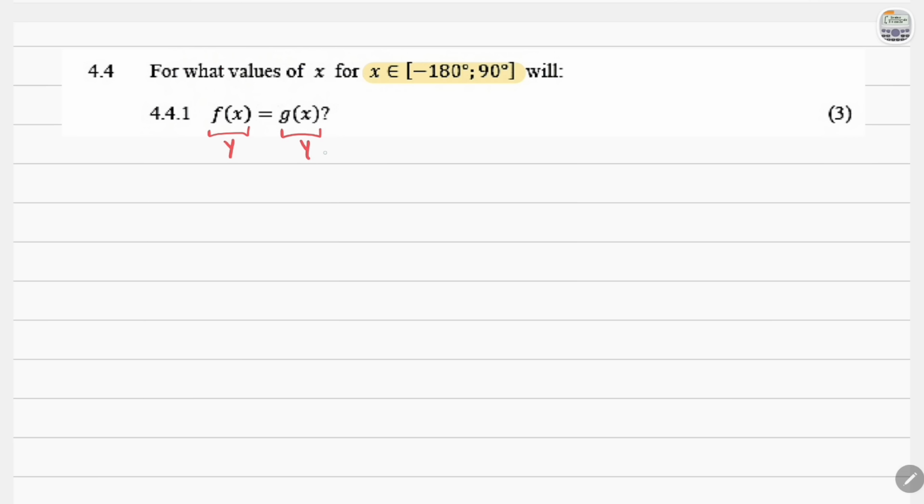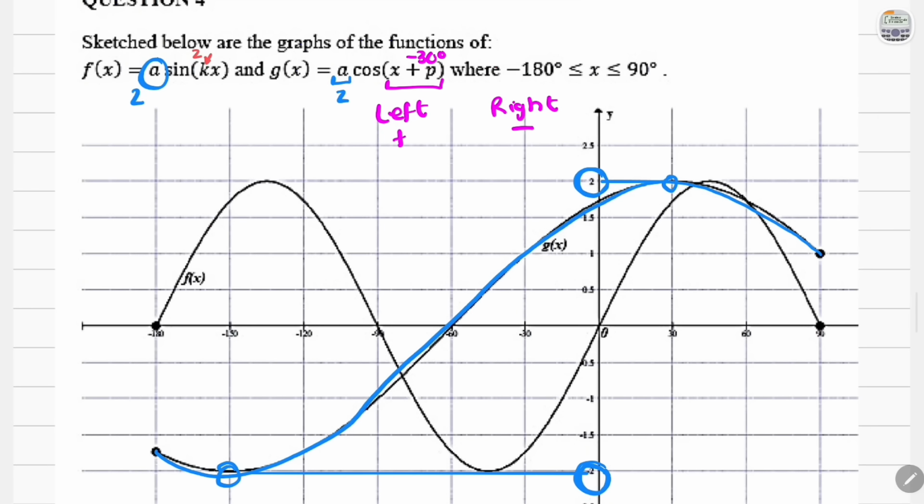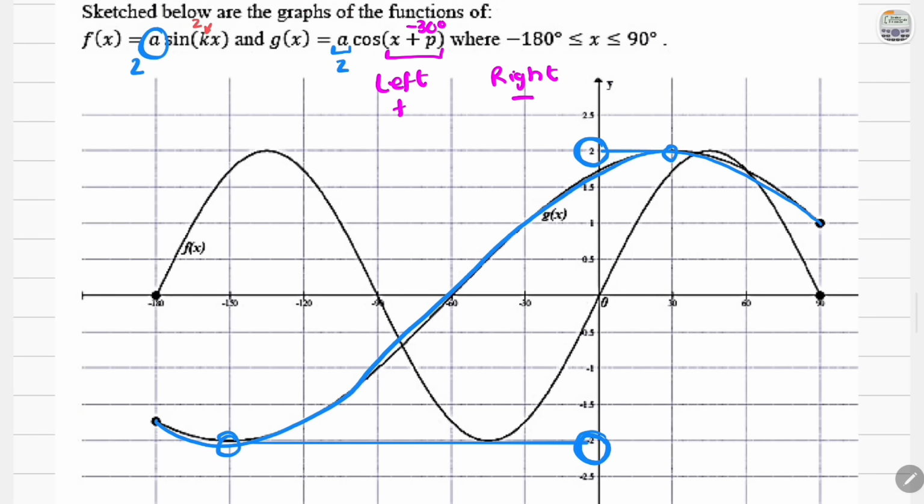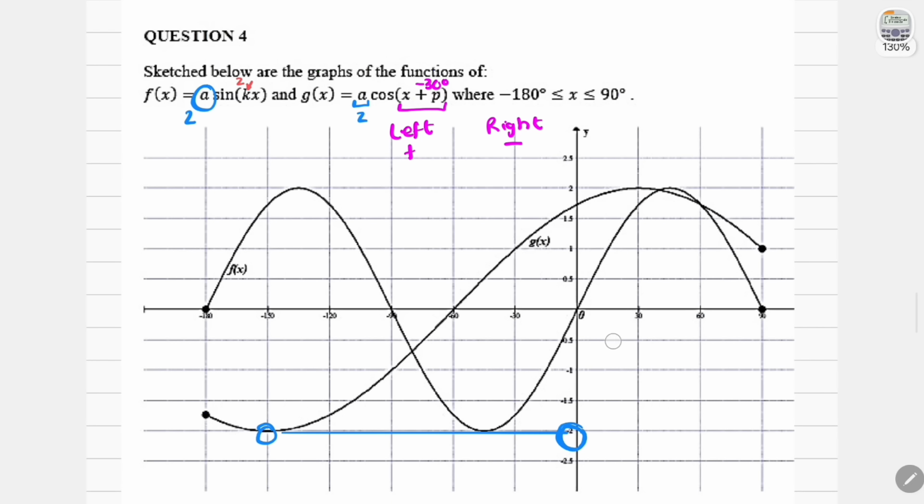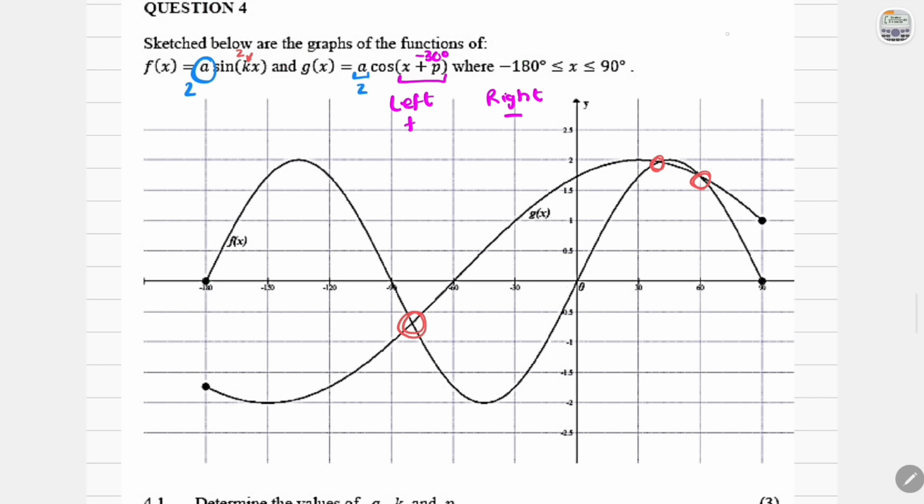g of x stands for the y values of g. Where do we ever get a place where the y value of f and the y value of g are exactly the same for the same x value? Okay, so where do they have the same x value and the same y value? Where do they intersect? Just looking at it like this, you can see not one, it's like 3 places. Here, here, and here. So we need to find where they intersect.